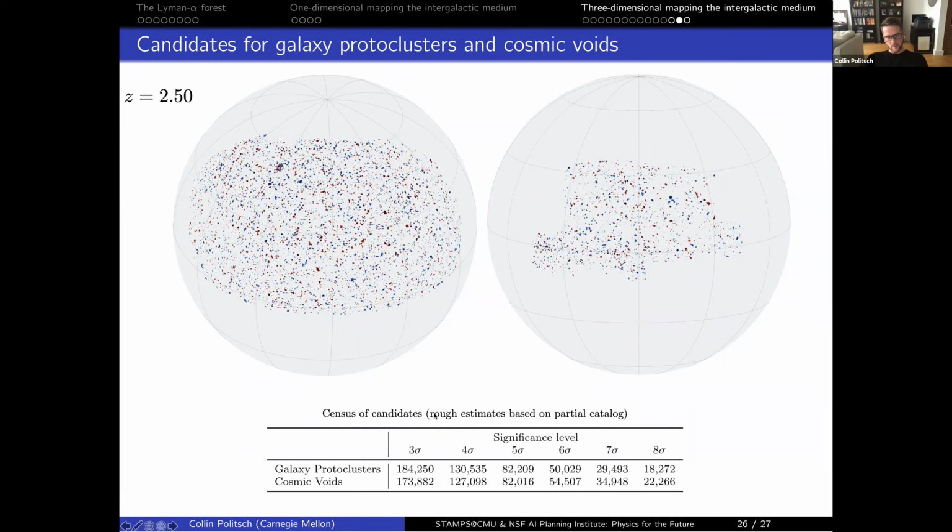This is a rough census of all of these statistically significant cataloged candidates for galaxy protoclusters and cosmic voids in this intergalactic medium reconstruction. At least at a 3 sigma level, we have approximately 180,000 of each of these types of structures, and then up to an 8 sigma level, we still have approximately 20,000 significant detections, which is a very unprecedented number of these structures at these redshifts.